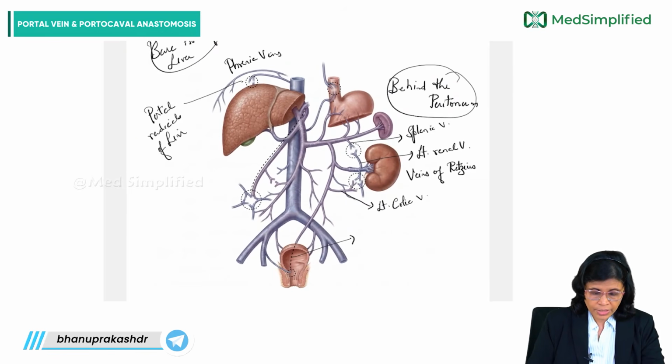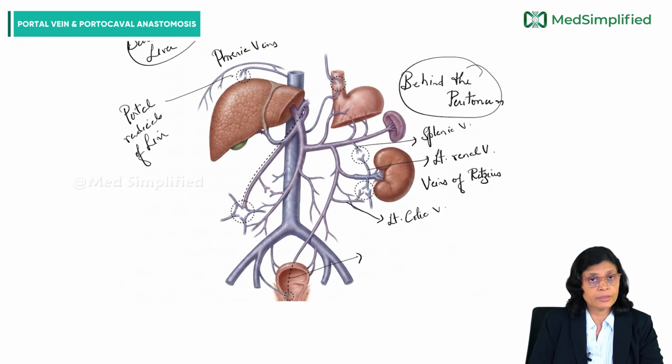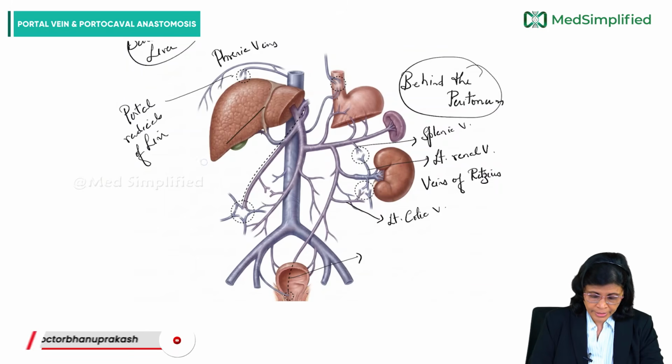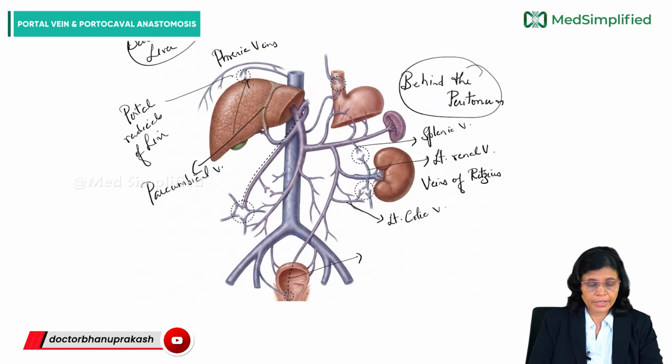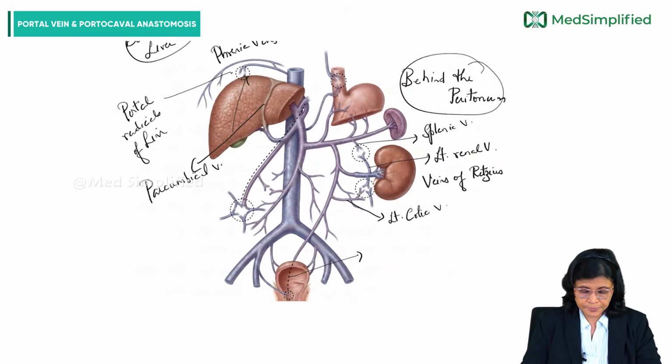Then we also see it in the falciform ligament. So this is the falciform ligament here. In the falciform ligament, the para-umbilical veins, which belong to the portal system, will anastomose with the phrenic veins. So those are the sites of anastomosis.